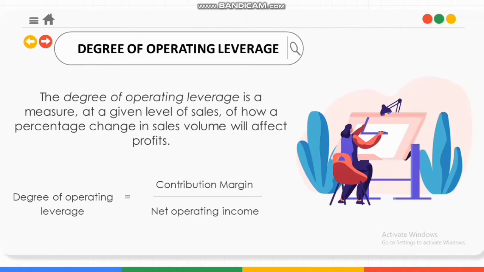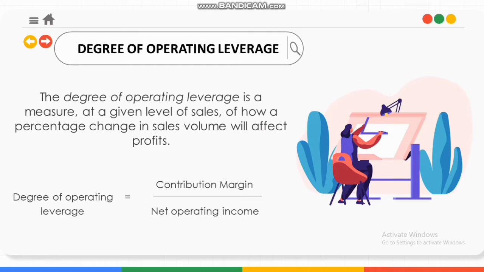So next is degree of operating leverage. The degree of operating leverage is a measure at a given level of sales of how a percentage change in sales volume will affect profits. So the degree of operating leverage is computed by this formula: contribution margin over net operating income. The degree of operating leverage is a financial ratio that measures the sensitivity of a company's operating income to its sales.